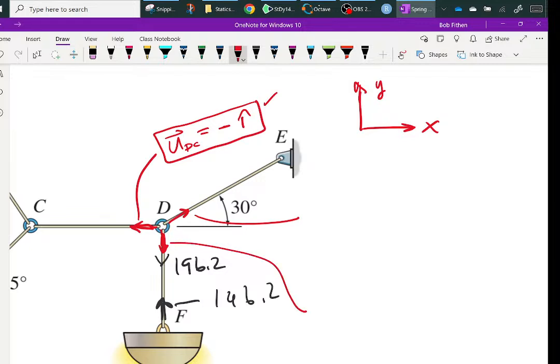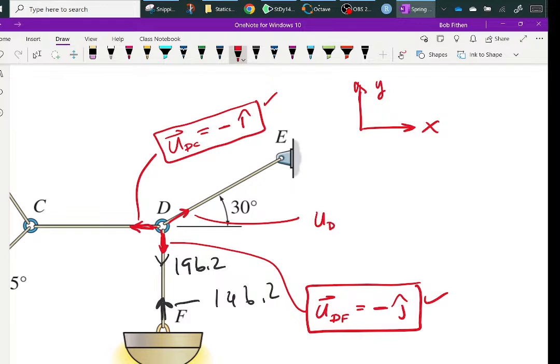This one's the second most easy, well, it probably is the most easy. The unit vector from D to F is going in the minus j direction. So we'll just hold on to that. This one has to be broken down. The unit vector from D to E is going to have a little component going to the right and a little component going up. So what it's going to be is cosine 30 i plus sine of 30 j.